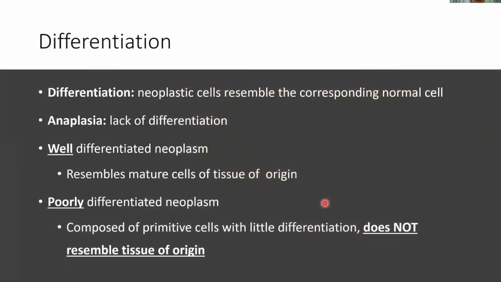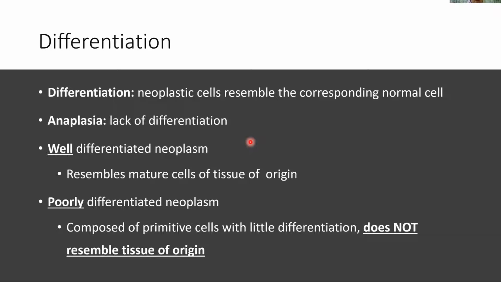For differentiation, what do we mean by differentiation? Differentiation means that the neoplastic cells resemble the corresponding normal cells, meaning how similar the neoplastic cells look to the normal cells. That's the simple definition of differentiation. Anaplasia means there is a lack of differentiation. So for differentiation, now you know the meaning.